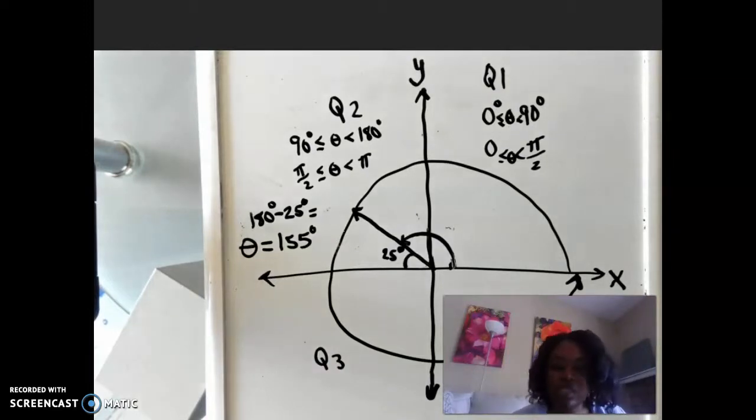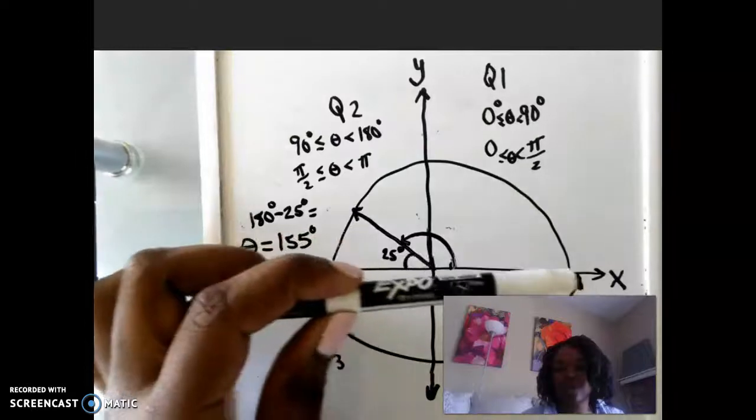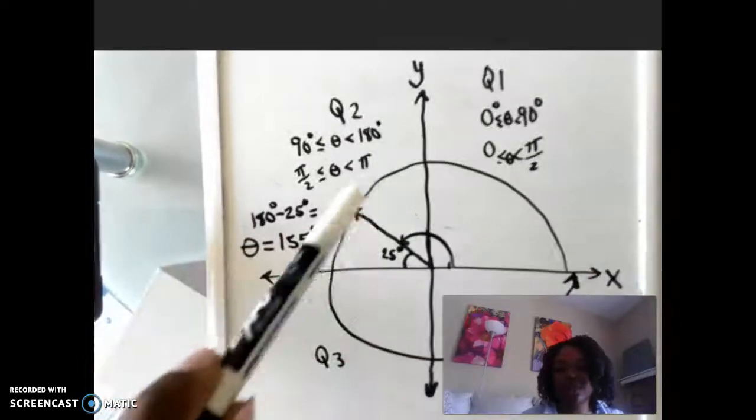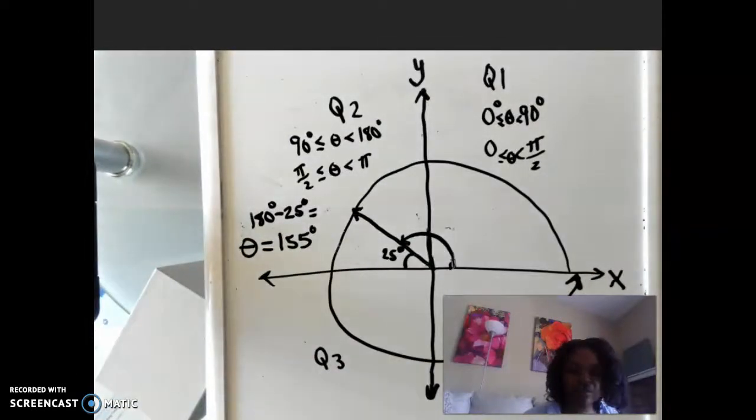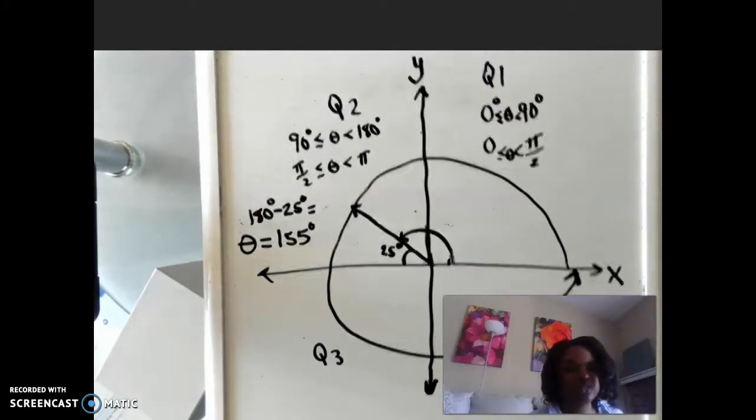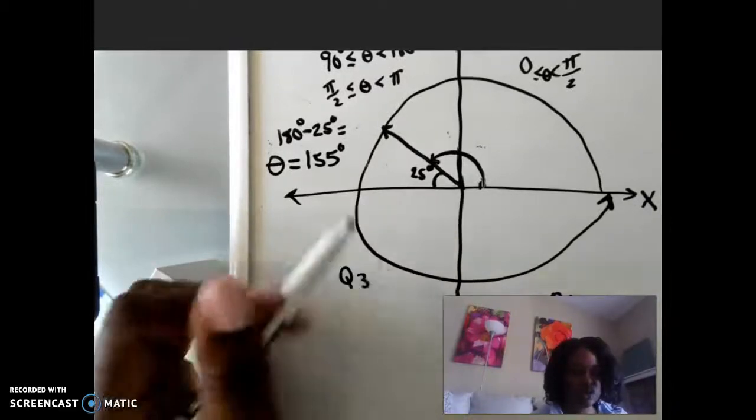So I just wanted you to see an example of why you have to be careful that you're paying attention to the angle that they give you, because sometimes they're giving you a reference angle and sometimes they're giving you the full angle from the horizontal, our starting point, all the way to the vector. So you have to be very careful about what's happening in each quadrant.